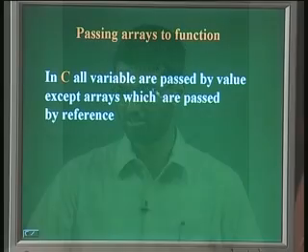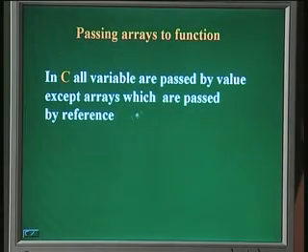In the main program you declare a variable and you pass that to a function, and the function changes that variable. It will not change the value of that variable in the main program. That's what we mean by passed by value, and we'll see this with an example.